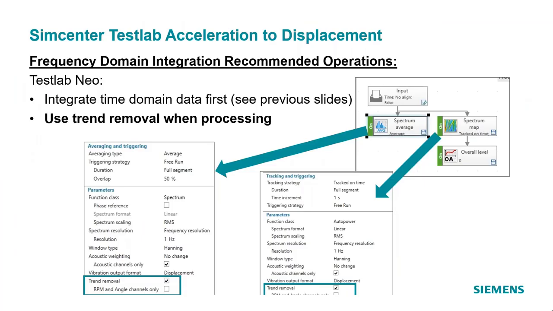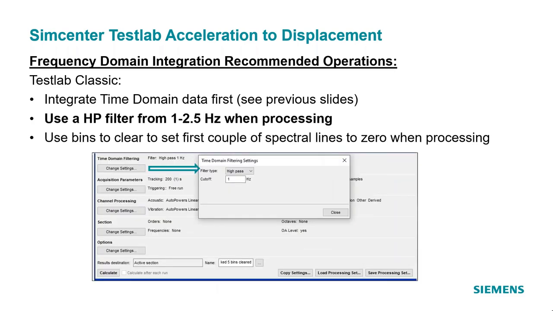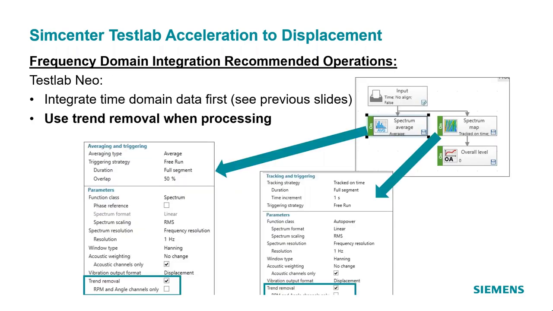Okay, so that was showing the integration steps in the frequency domain in TestLab Classic, shown here, or the high pass filter, as well as in Neo by turning on trend removal and making sure your channels are being done properly. And I accomplished that by turning off RPM and angle channels only.